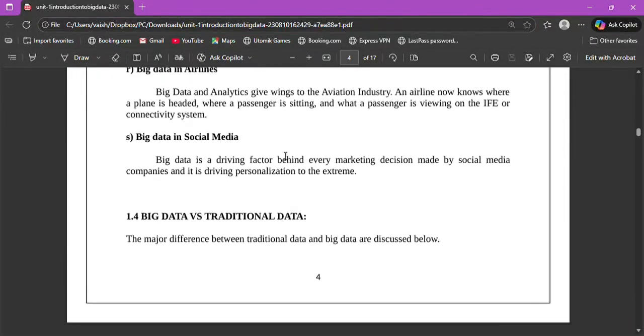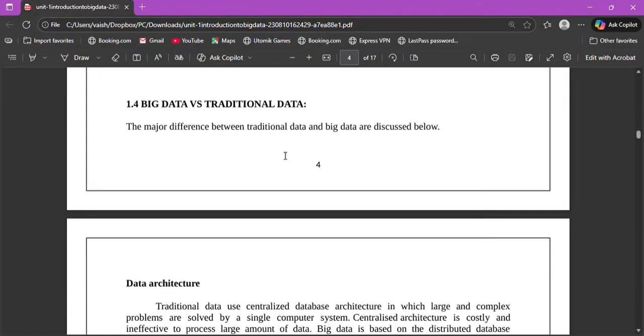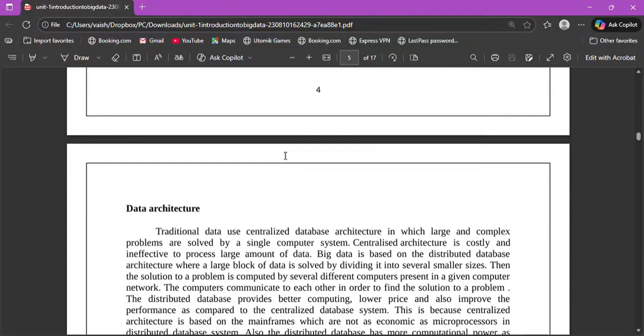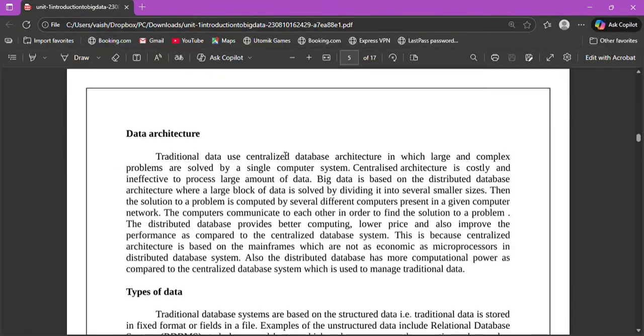Now, big data versus traditional data. The major differences between traditional data and big data are discussed below. First, data architecture. Traditional data uses a centralized database architecture in which large and complex problems are solved by a single computer system. Centralized architecture is costly and ineffective for processing large amounts of data.